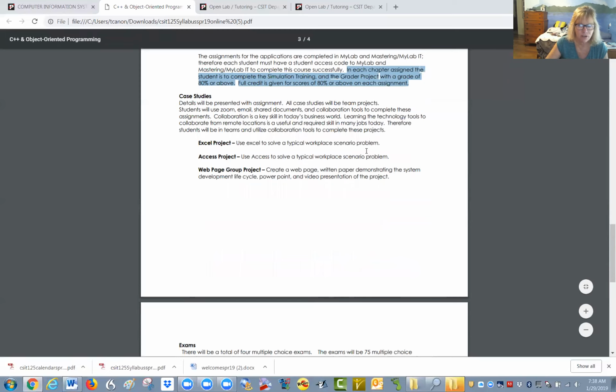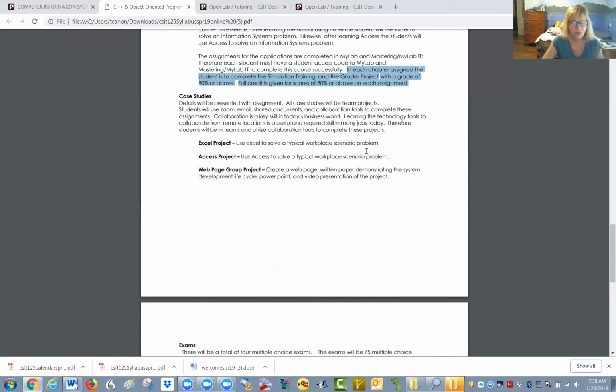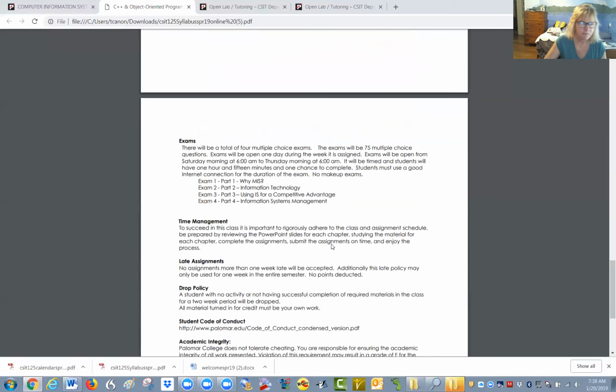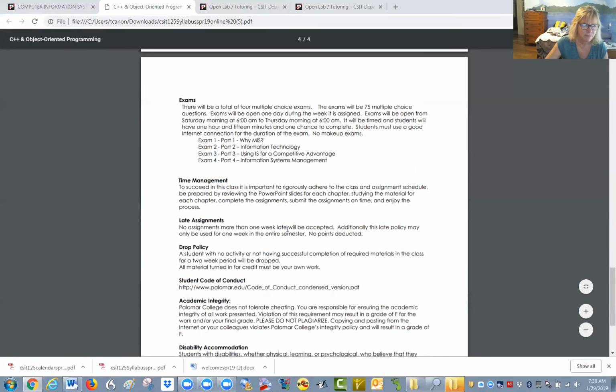They are team projects. We get to pick our teams, or I help you pick the teams. We do a combination. I'm not going to go over the case studies today. They happen throughout the semester. There's one on Excel, one on Access, and one on a web page. The idea is, instead of giving you bullet by bullet what you do, you see a problem and you have to solve it.